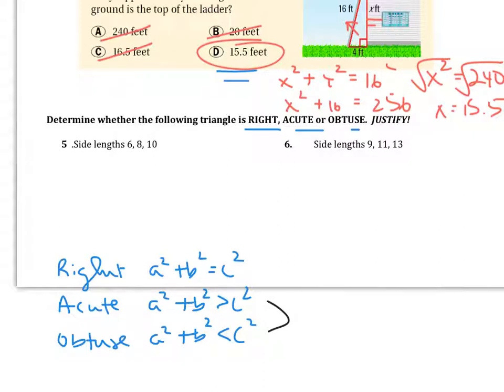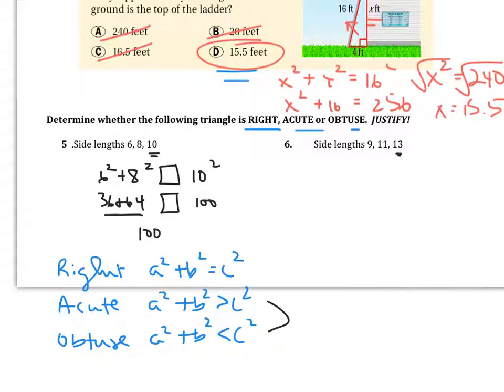All right, so 10 has to be c. Over here, 13 has to be c. The big thing is remember that the biggest side always has to be your c. So I'm going to do 6 squared plus 8 squared, and I don't know what to fill in here, so I'm just going to leave it blank, is 10 squared. I got 36, 64, and 100. Well, 36 plus 64 is 100, so 100 equals 100, telling me that these three sides form a right triangle.